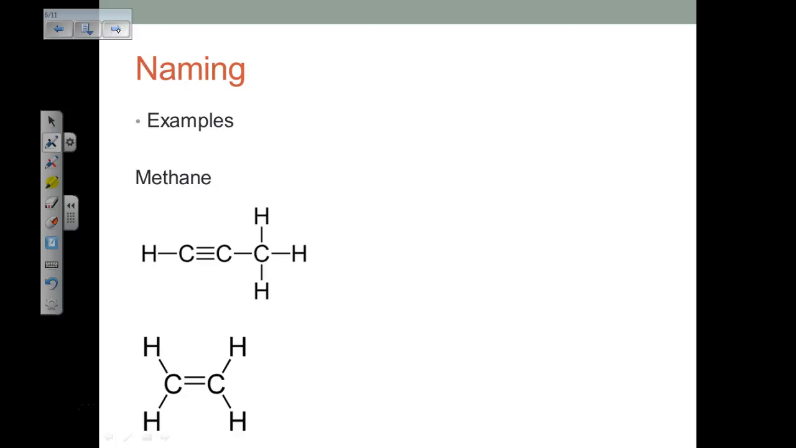So here's some examples. Let's talk a little bit about methane. Again, we're going to break it down into its parts. Meth and then ane. Meth means it's a 1 carbon chain, so there's our 1 carbon. And ane means that it's an alkane, no double or triple bonds, all single bonds. And so we're going to put hydrogens around the rest of them. So that would be methane.